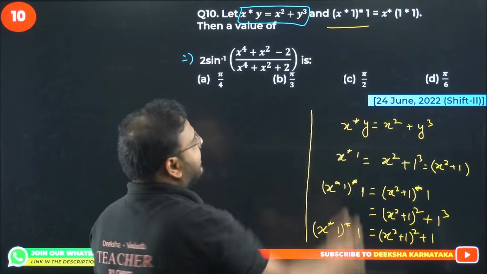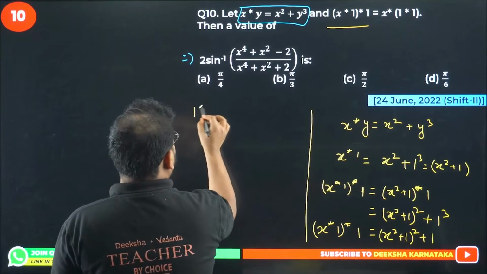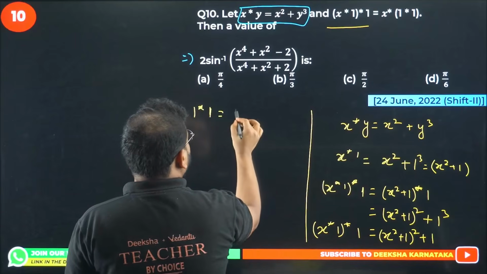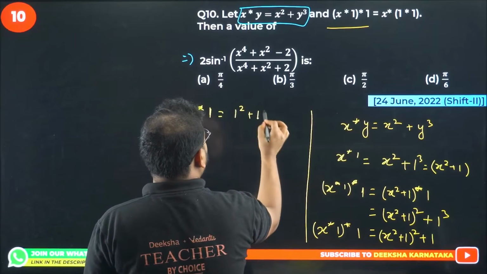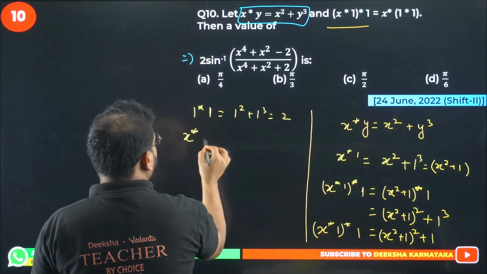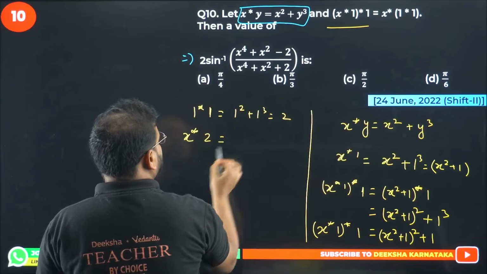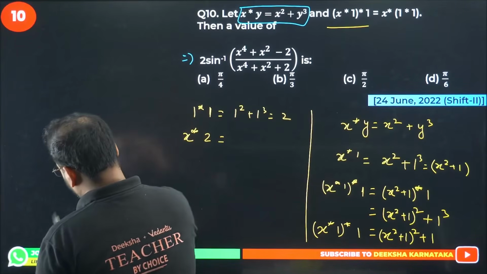What is that? x asterisk 1 asterisk 1. So we'll find first 1 asterisk 1. What I get for this? 1 square plus 1 cube. How much is that? 2. Now next step is going to be x asterisk 2. Correct now? Because this is going to be 2 only, right? So basically one step I can do.